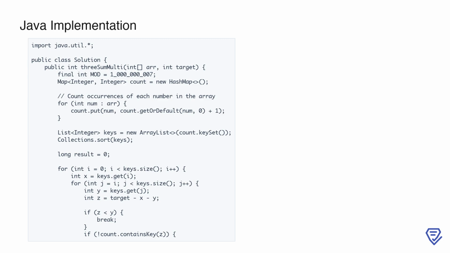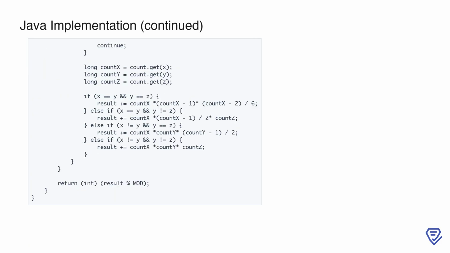Now, we use 2 nested loops with indices i and j to iterate over pairs of numbers, x and y, from the sorted keys. For every pair, we calculate the third number z needed to reach the target by subtracting the sum of x and y from target. If z is smaller than y, we break out of the inner loop, as further combinations would not work in sorted order. Additionally, if z is not present in the count map, we skip to the next iteration, as it means there's no valid triplet with the current x and y.